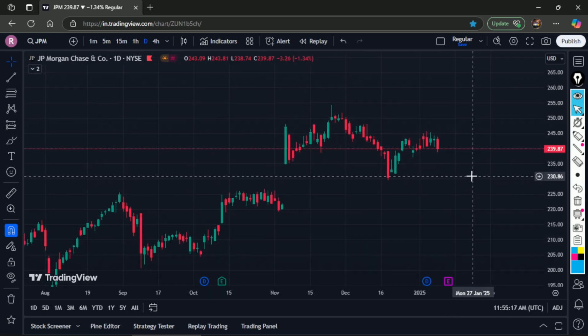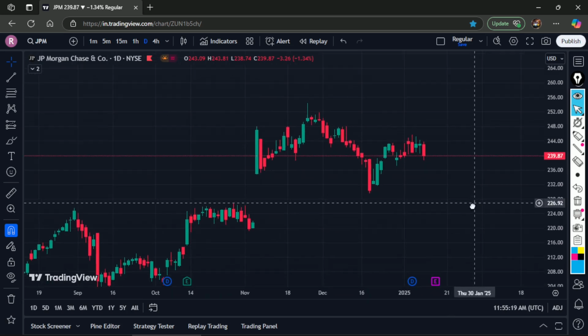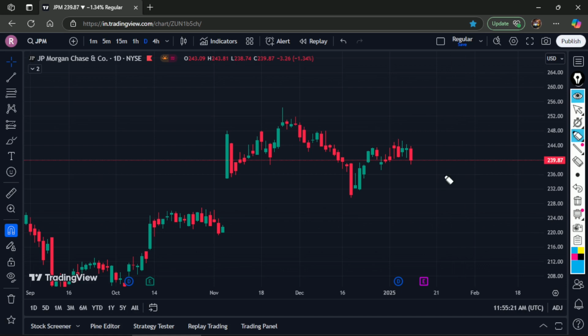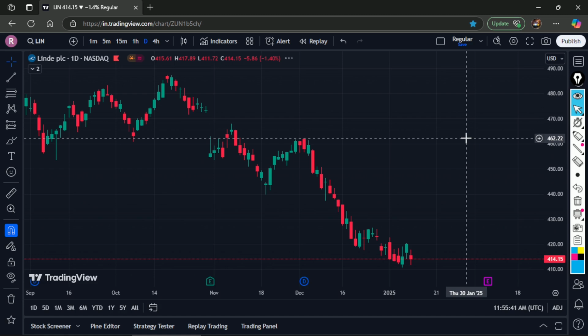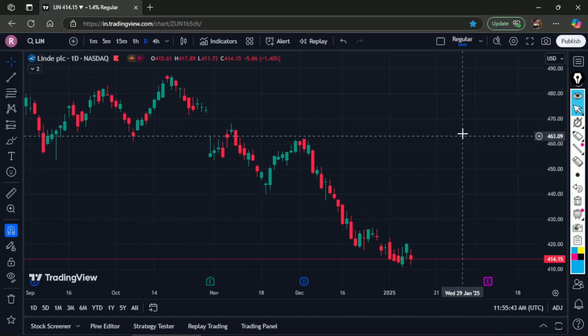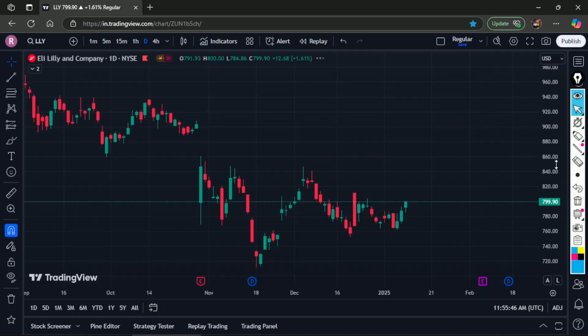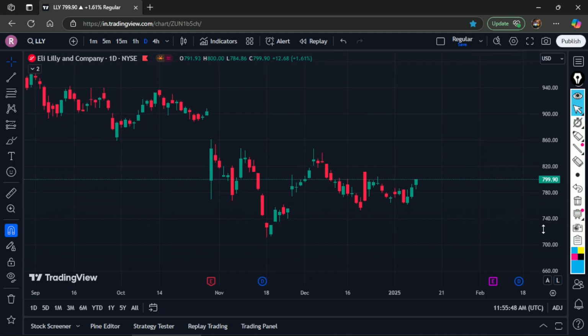Now in JPM, instead of the selling side, I am more interested in buying if it opens near a gap up and tries to go upside, because I am expecting a bias build up here. So if it opens gap up and goes, I'm interested in buying rather than selling. We are just going to wait here and see how things unfold. Now in LIN there is nothing.